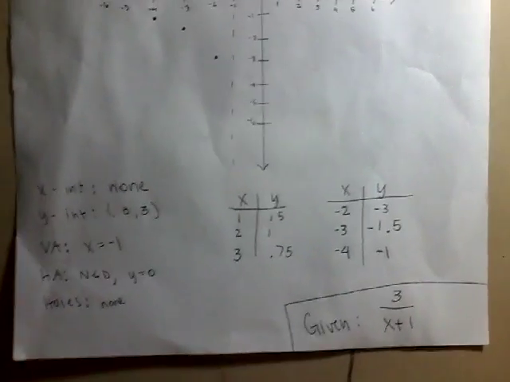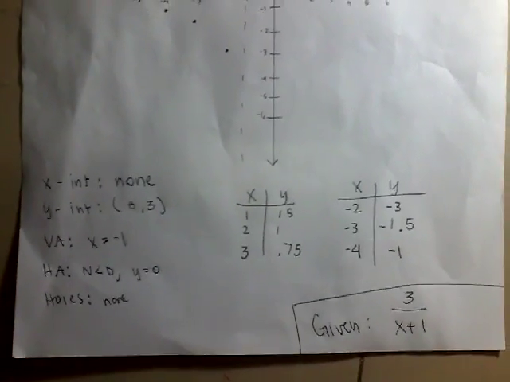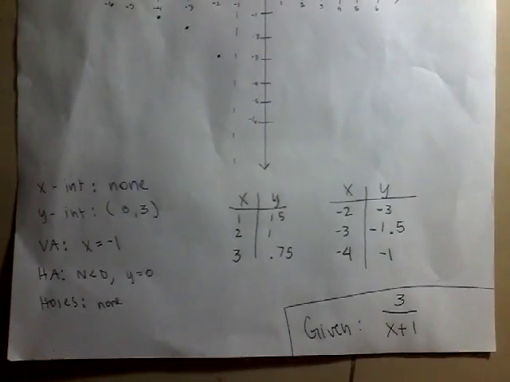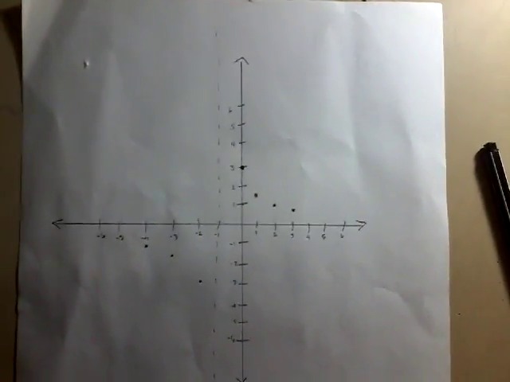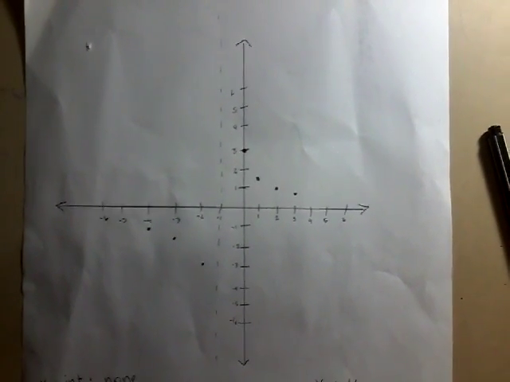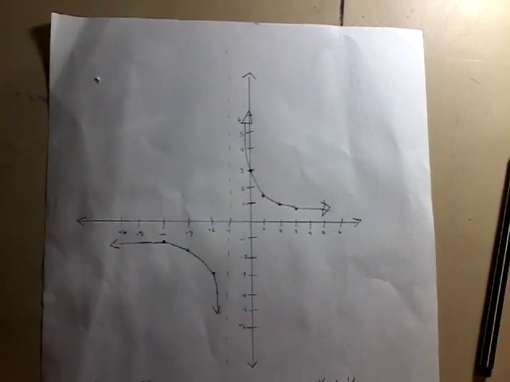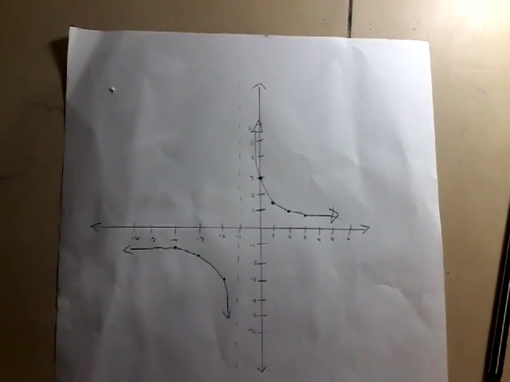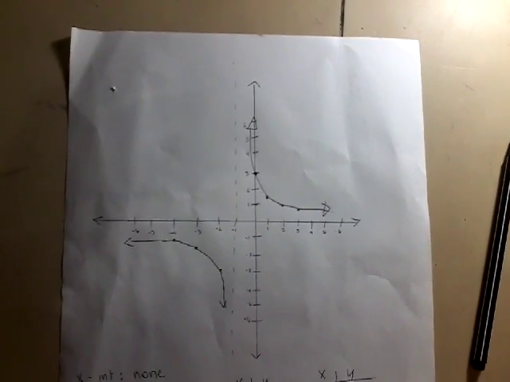The last step is to plot the graph. We plot the values we found into our graph. Here is the plotted graph. Now we connect the lines to see the rational graph. And this is the final output of the given 3 over x plus 1 is equal to y as a rational function graph.